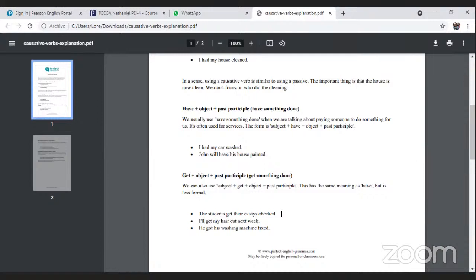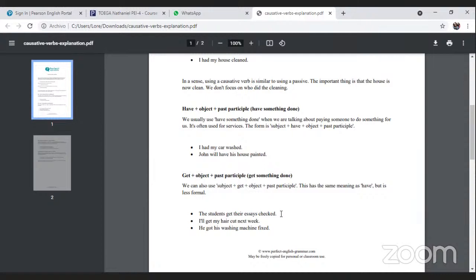Okay, very good. Now with the structure of get plus object and past participle, get something done. We can also use this structure. This has the same meaning as have, but it's less formal. Okay, that's another difference that it can have, okay? The examples, please.